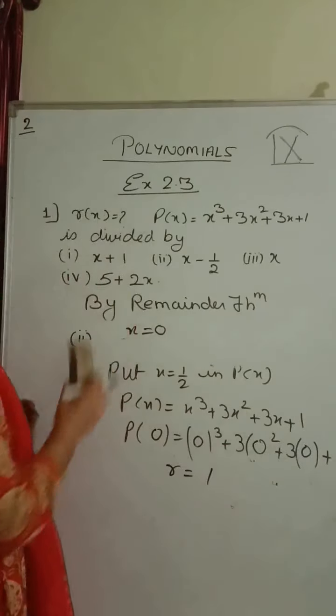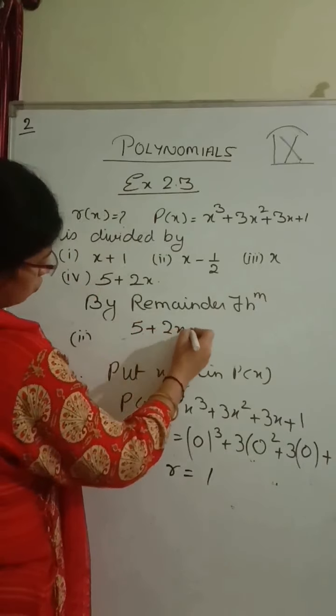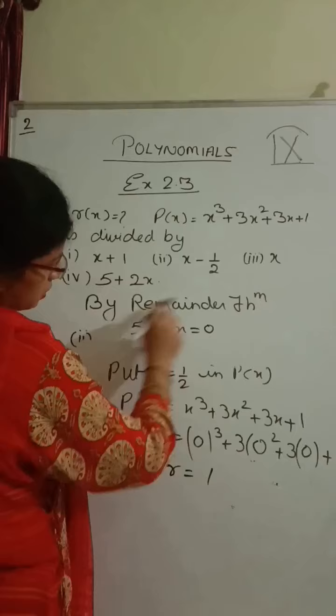Same way you will do this one. How will you do it? 5 plus 2x equals 0. So 2x equals minus 5.